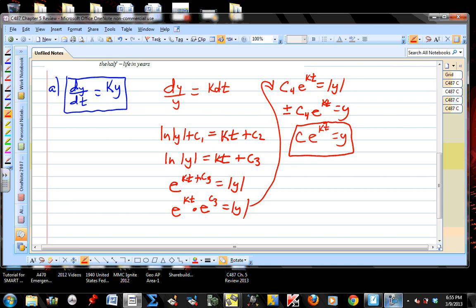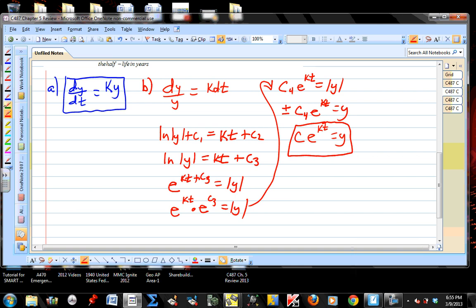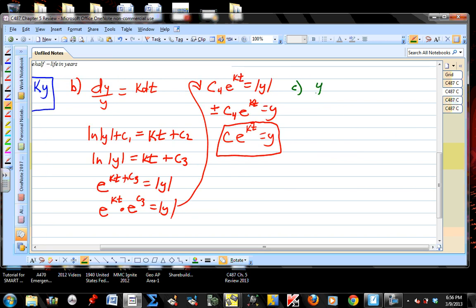Now let's move on to part C. In part C, we're supposed to prove Vleck's theorem. Vleck's theorem talks about the constant of proportionality in half-life problems. So let's start with our exponential growth and decay model. y equals c times e to the k times t power. And now let's solve for k. Divide both sides by c. Now remember, y represents the ending value, and c represents the starting value.